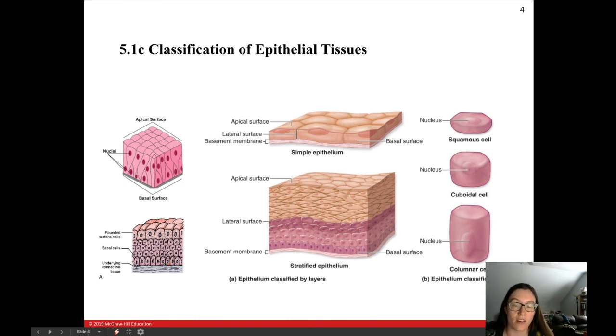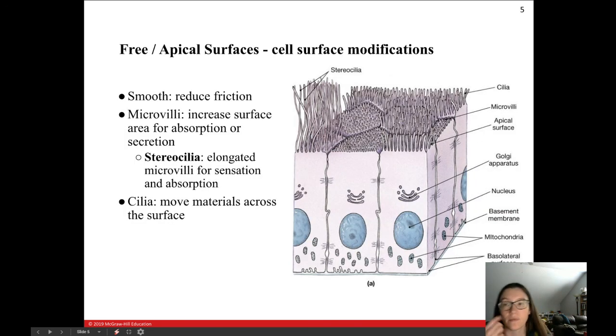And then finally, the third and final name for epithelial tissues is epithelium. We always say epithelium at the end to signify that it's an epithelial tissue.